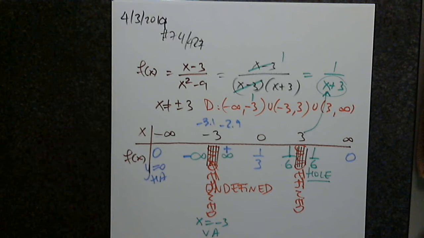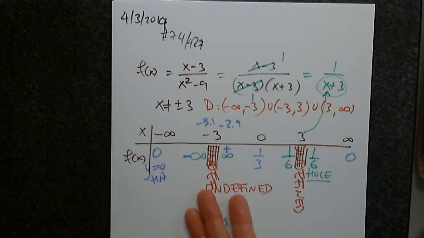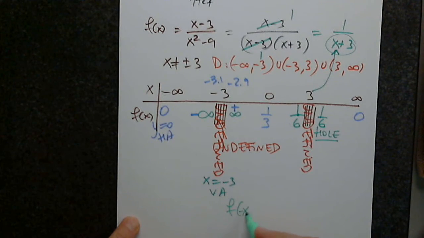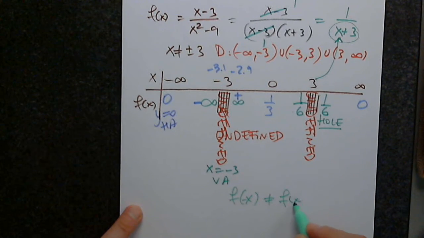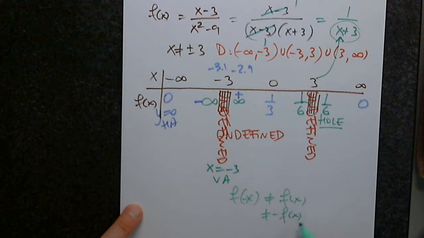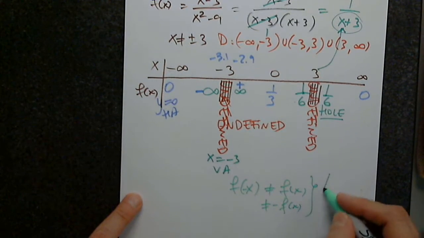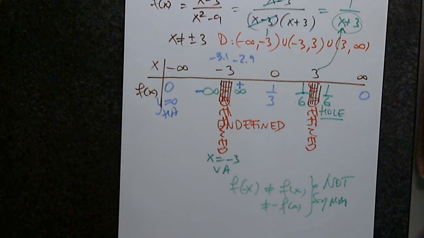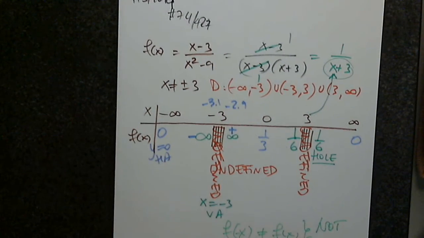Of course, it's not symmetric. You cannot have a hole on one side and a vertical asymptote on the other. So I'm going to say f of negative x does not equal f of x, does not equal negative f of x, which translates into not symmetric. The problem with the hole probably wouldn't be on the test.